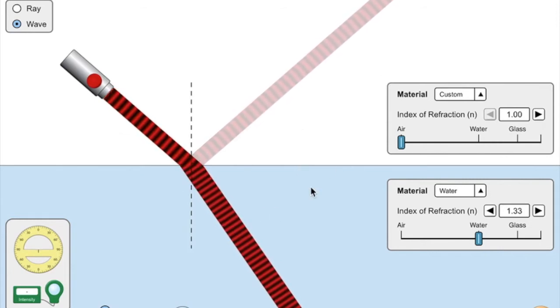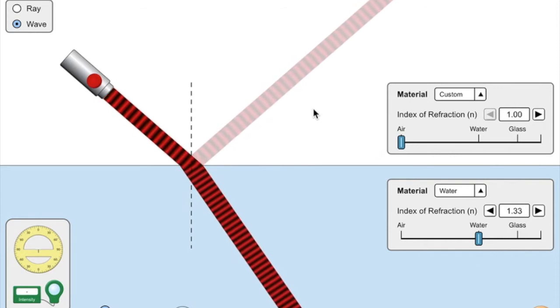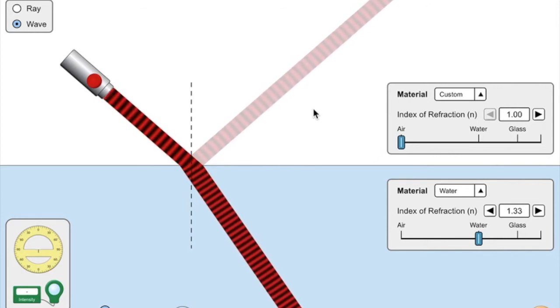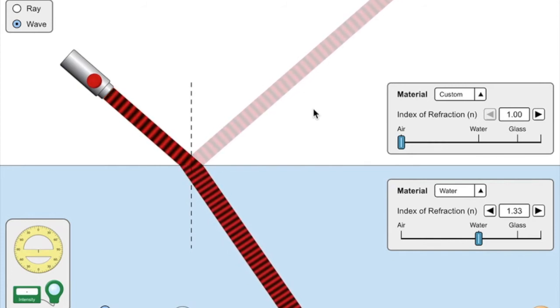And so the difference between the materials you have, if you've got a large difference between what they're made of, then you're going to have a larger refraction than if you've got a smaller difference.